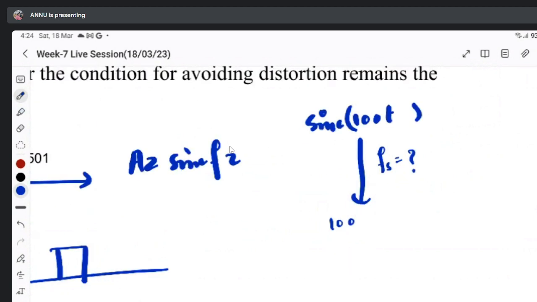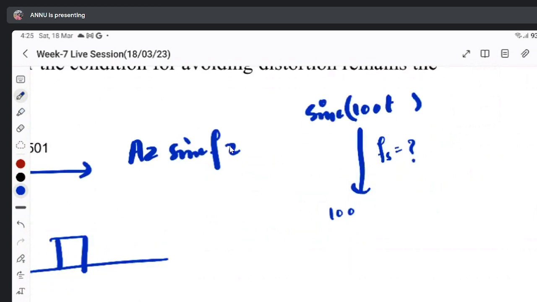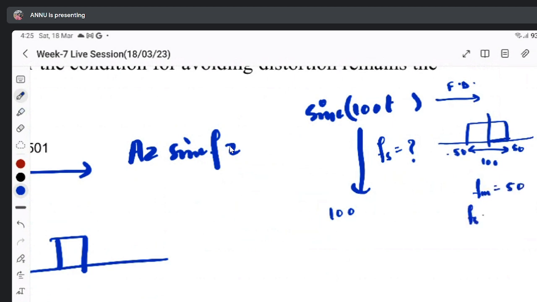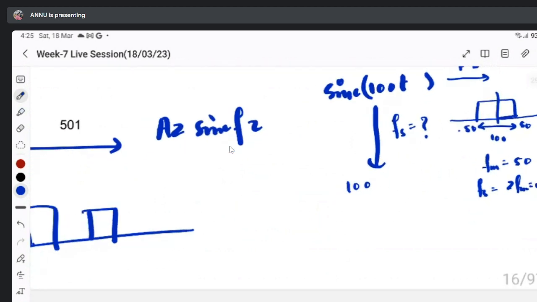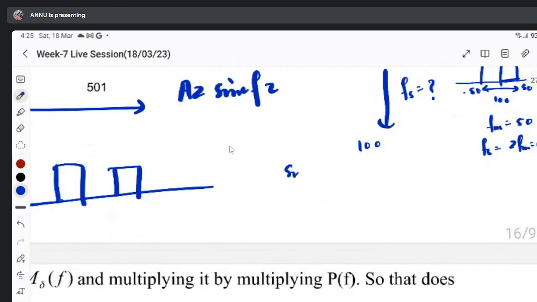Why 100? Because before going to anything, first try to make it a frequency domain. If you make it frequency domain, you will have 50 and minus 50. So in frequency domain, the bandwidth is fm equals 50, and fs should be 2 fm, two times this, so 100. Similarly, I'll ask sinc.